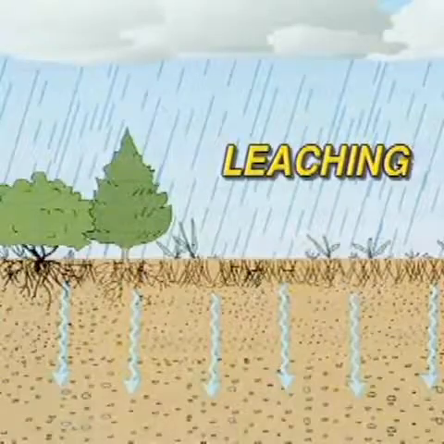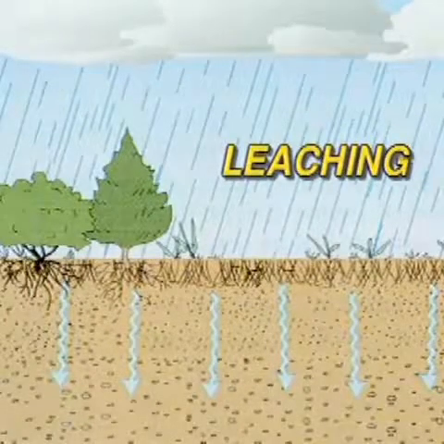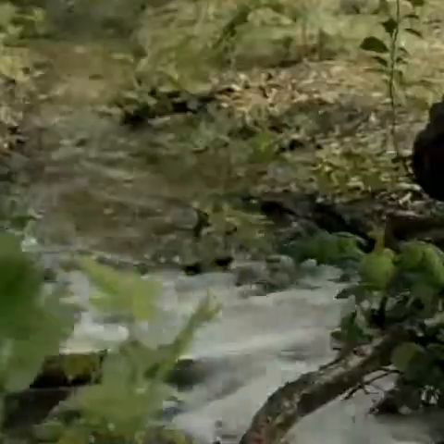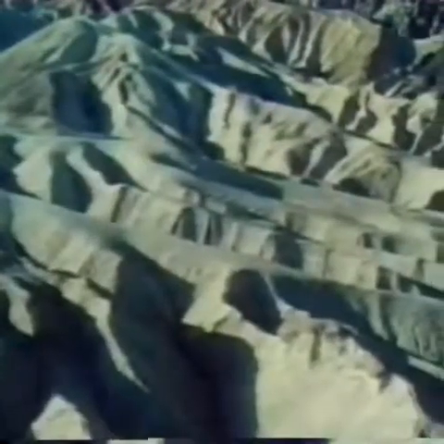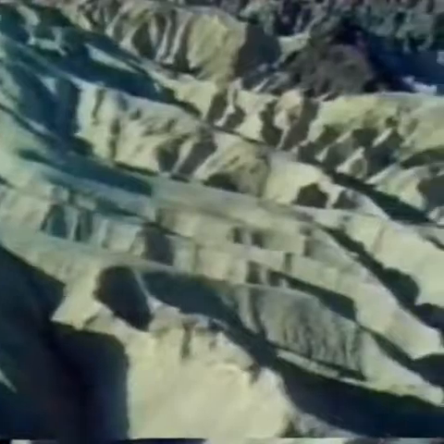Leaching is the process whereby water removes minerals from the topsoil or upper layers of a rock or ore. They can be filtered down into the lower layers of the soil or washed away completely. This can result in soil becoming infertile. This means the soil is not arable.